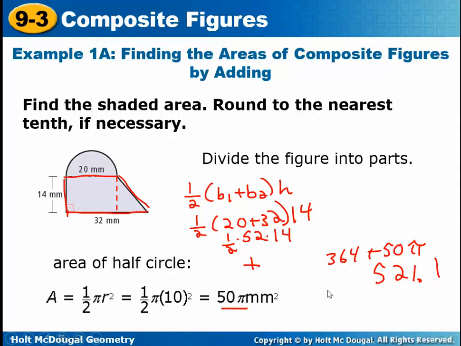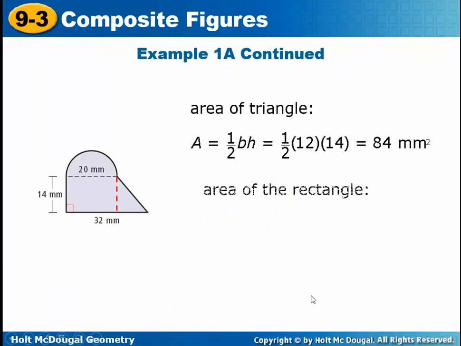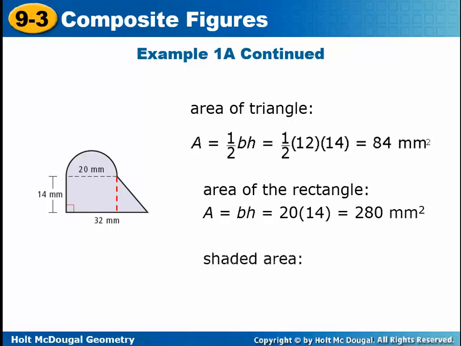Now they did it by finding the triangle and then the rectangle and then the half circle. So they got the area of the triangle was 84, the area of the rectangle was 280. So altogether they also got 521.1.